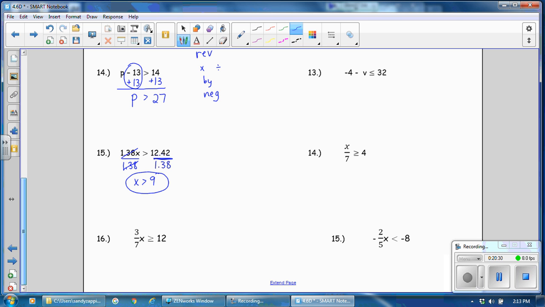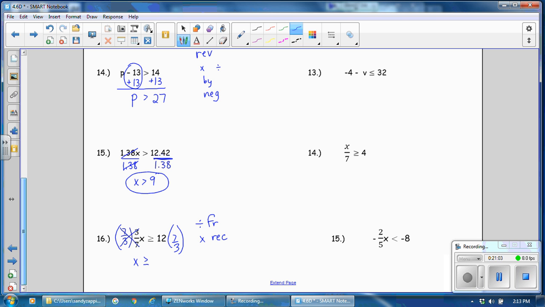Number 16. It says to multiply to solve that equation. The opposite of multiplying is dividing. When you divide by a fraction, you multiply by the reciprocal. So the reciprocal of 3 over 7 is 7 over 3. A number times its reciprocal is 1. We're multiplying by a positive number, so the inequality is preserved.